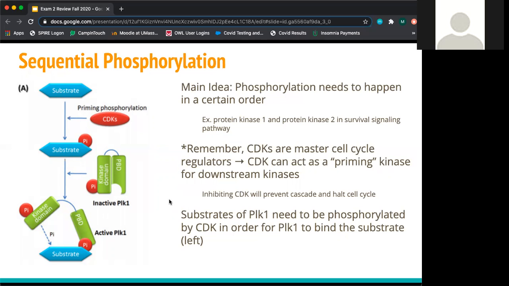So remember that CDKs are the master cell cycle regulators, and they act as priming kinases for downstream kinases. So inhibiting CDK activity will put the whole cascade to a halt. Substrates of PLK1 need to be phosphorylated by CDK in order for PLK1 to bind to the substrate, which you can see in the picture here.